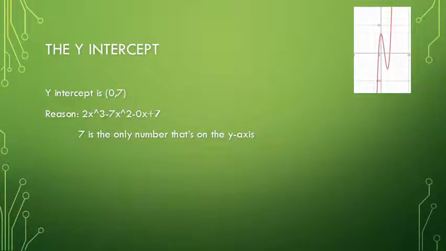To find the y-intercept, one must find where the line first crosses the y-axis. In my case, 0,7 is the only number that's on the y-axis, making it my y-intercept. I know this because whenever a number that doesn't have a variable is in mx plus b form, it is the y-intercept, no matter how many powers there are in it.